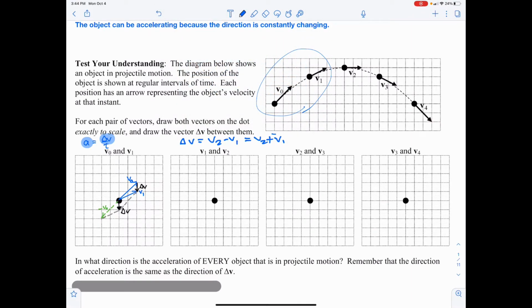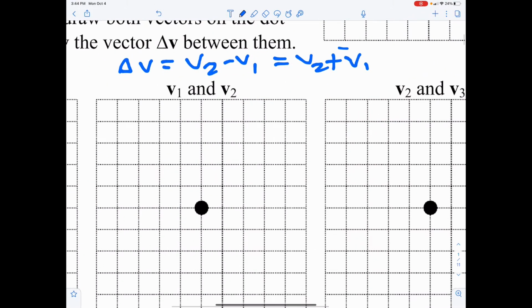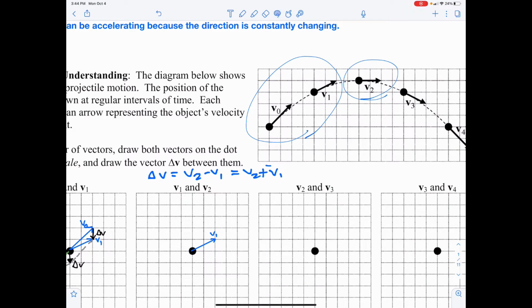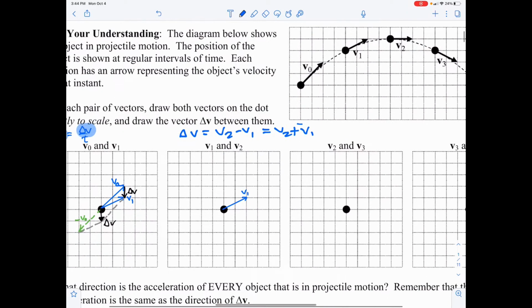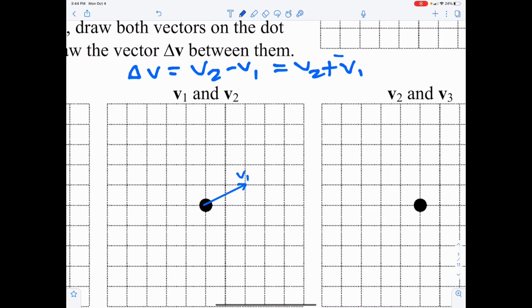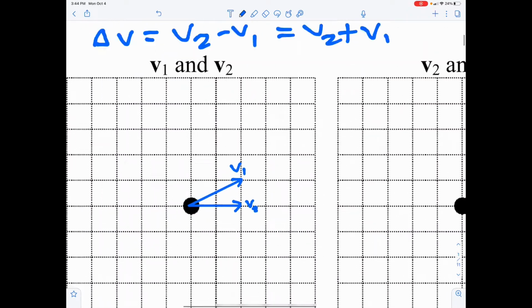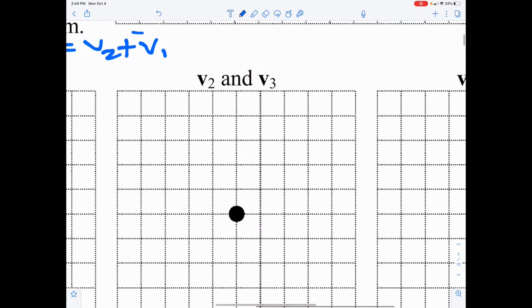Okay, well, we already saw V1 is going 2 units over, 1 unit up. There's V1. You can see V2 is going directly horizontal, just like that. I'm going to draw all the vectors first, and then we'll talk about the direction of delta V between those vectors. So this would be V2. Again, V2 goes directly to the right, 2 units.